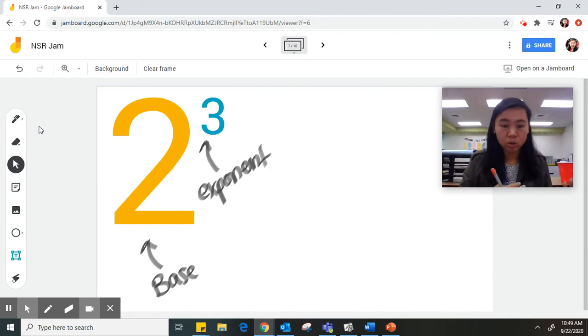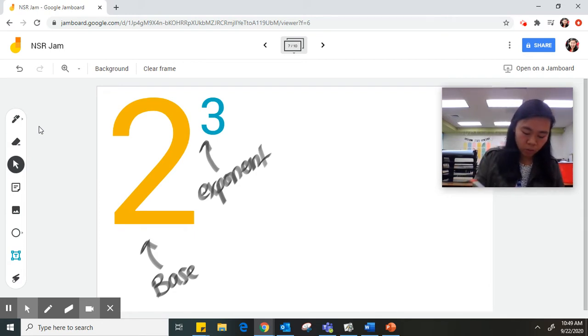So what does this 2 and this tiny little 3 mean? We read this 2 to the third power. That 3 is going to give this big 2 that likes to show off all this power. It's going to cause some repeated multiplication. So this base tells us what number is being multiplied over and over and over again. This exponent tells us how many times.